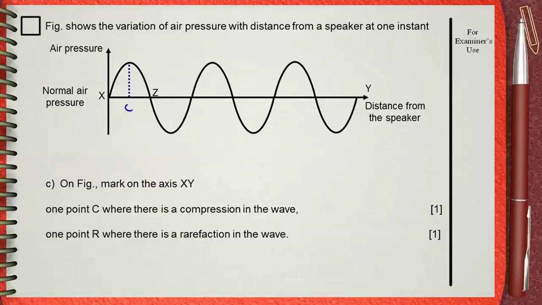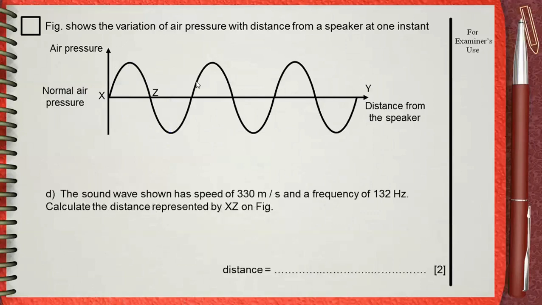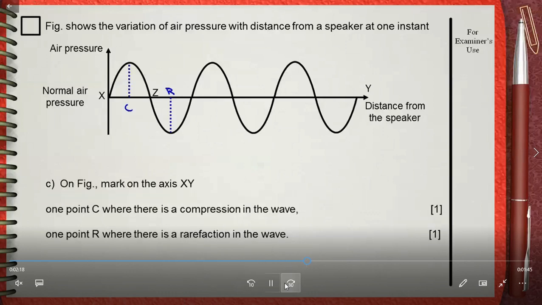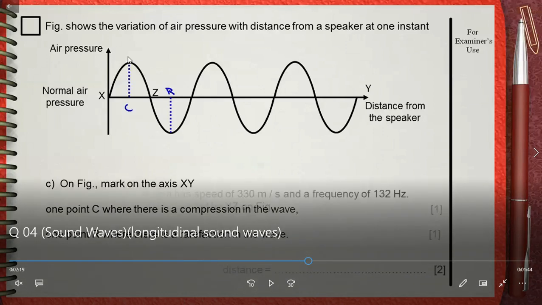Okay, so now how can we understand or identify? Now see that point C, how you need to write. You need to write point C on the equilibrium position. That means one point C where there is a compression. Do you understand? So that means this is our compression. This point represents our compression, and this point represents our rarefaction.